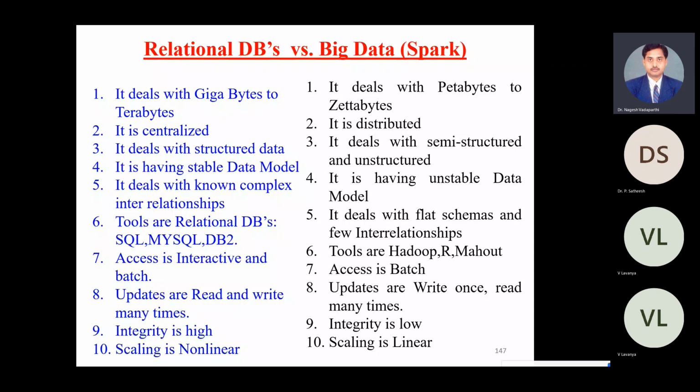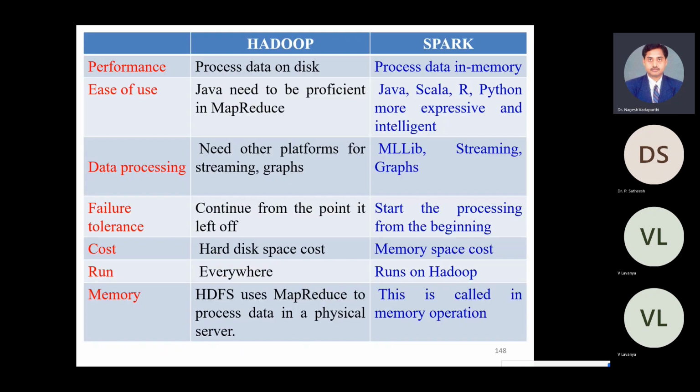The ninth point is integrity is high because we are using various relational database tools for structured data. That is the reason. Whereas in big data Spark, integrity is very low because we are handling live and streaming data. Whereas in relational database tools, scaling is non-linear, and in big data Spark, the scaling is linear. These are the 10 wonderful points about relational databases versus big data Spark.